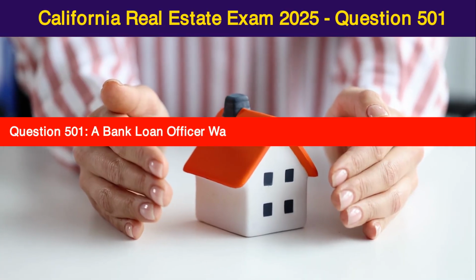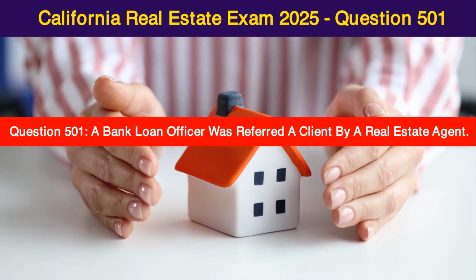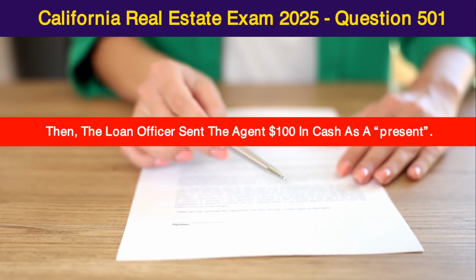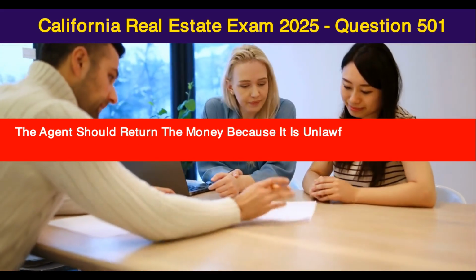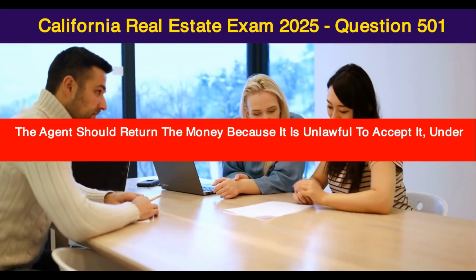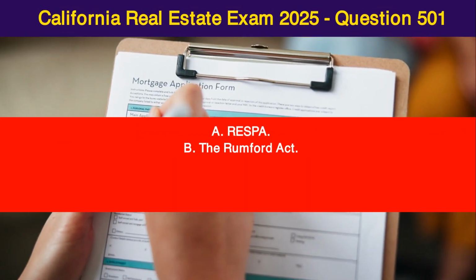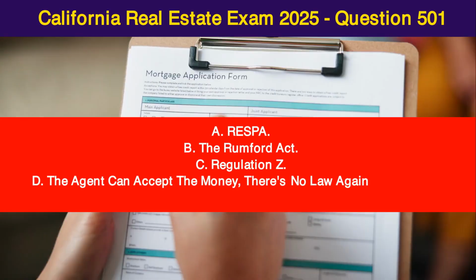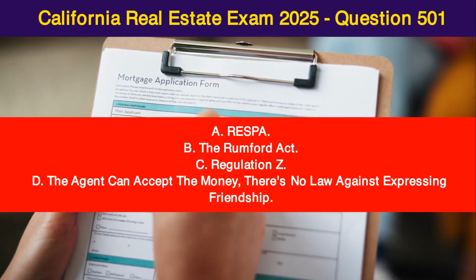Question 501. A bank loan officer was referred a client by a real estate agent. Then, the loan officer sent the agent $100 in cash as a present. The agent should return the money because it is unlawful to accept it, under the provisions of A. RESPA, B. The Rumford Act, C. Regulation Z, D. The agent can accept the money, there's no law against expressing friendship.